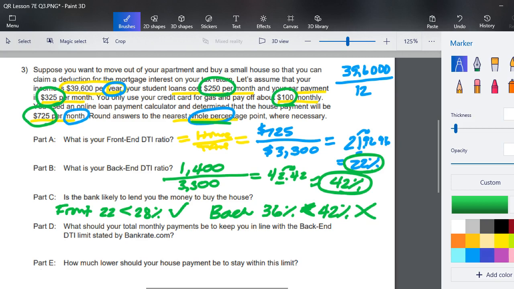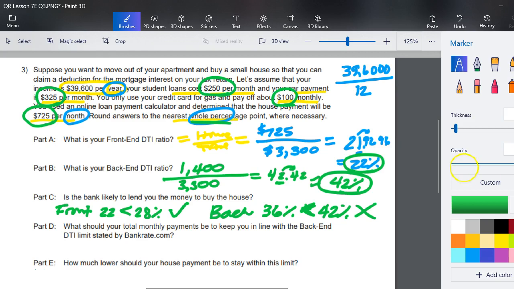So they may loan, they may not, they may ask us to find a cheaper home, they may say pay off your student loans first, they may give us some alternatives. So it's within reach, but maybe with some adjustments. Part D, what should your total monthly payments be to keep you in line with the correct back-end DTI limit stated by thebankrate.com?